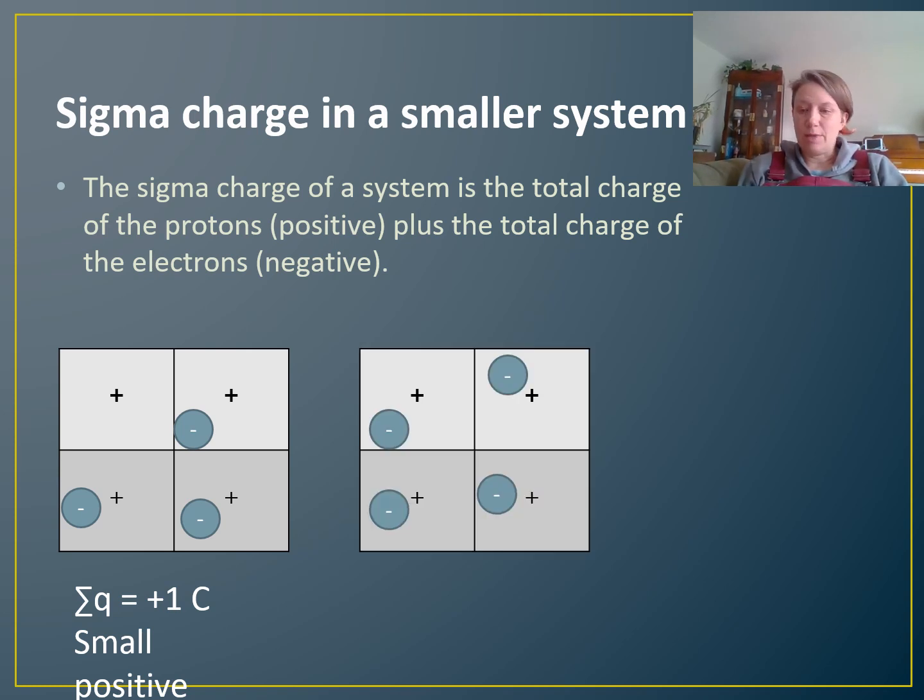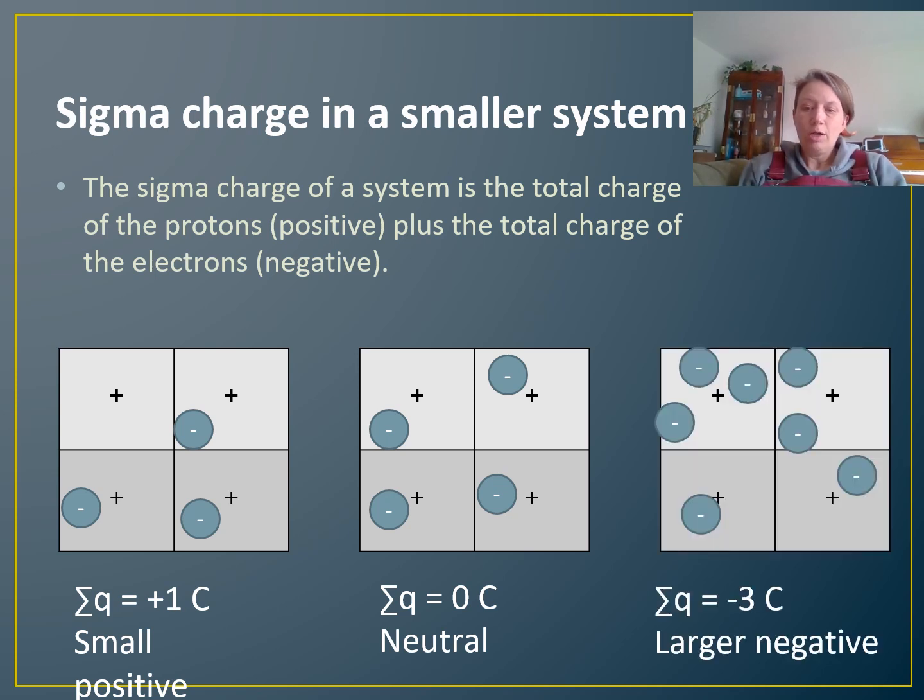You could have a system that has 4 protons and 4 electrons. We talked about that on the last slide. In that case, the sigma q of this system is 0 coulombs, and this is typical of most objects and most systems around us. Or you could have an object that has extra electrons. So for example, this system has 4 protons and 7 electrons, making that +4 -7, or a total sigma q of -3. That's going to be a larger charge, and it happens to be negative.